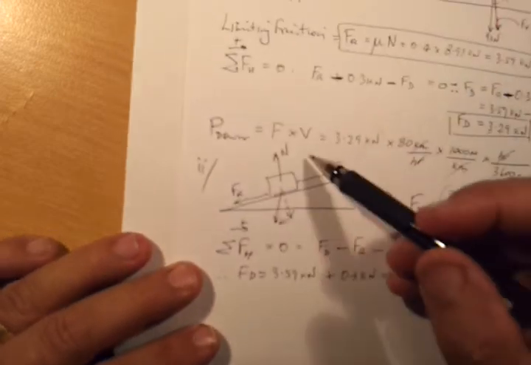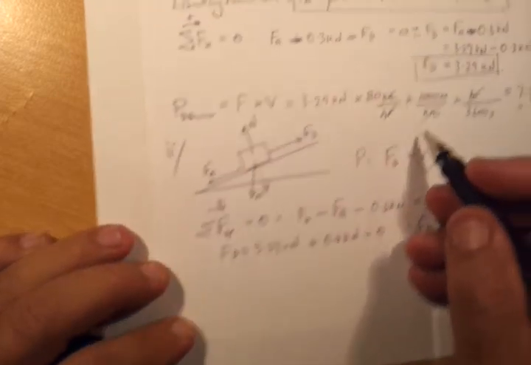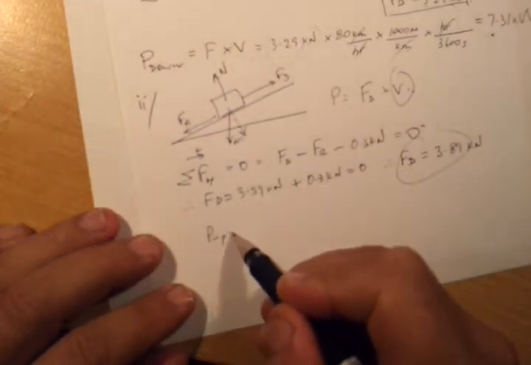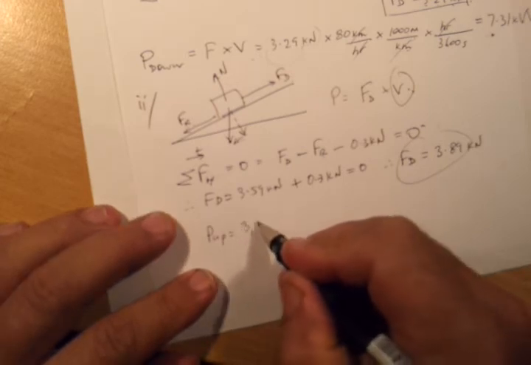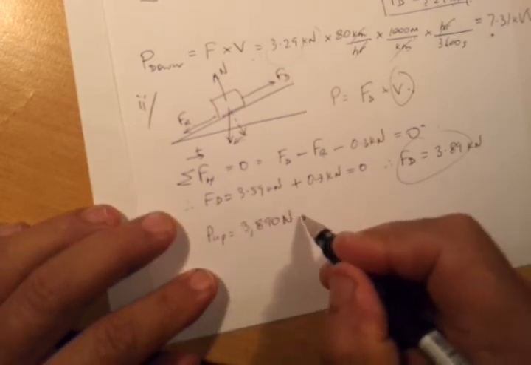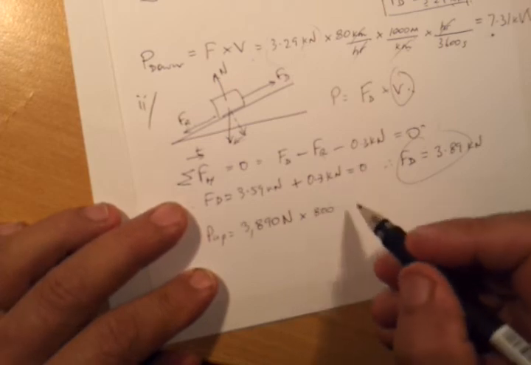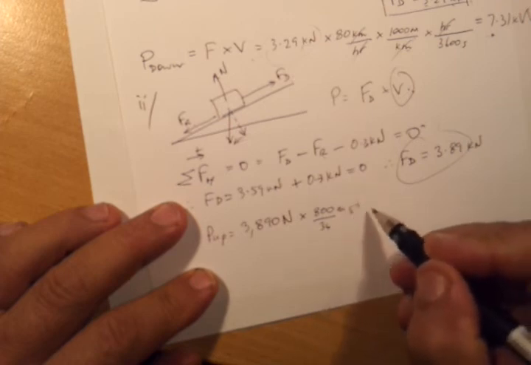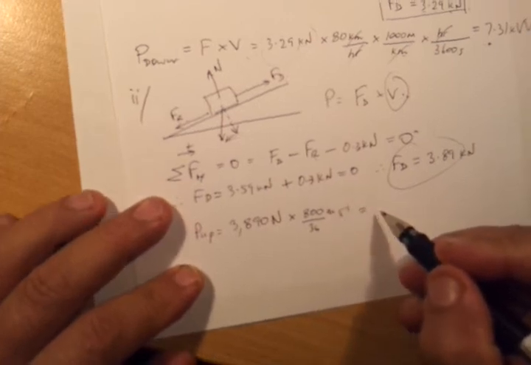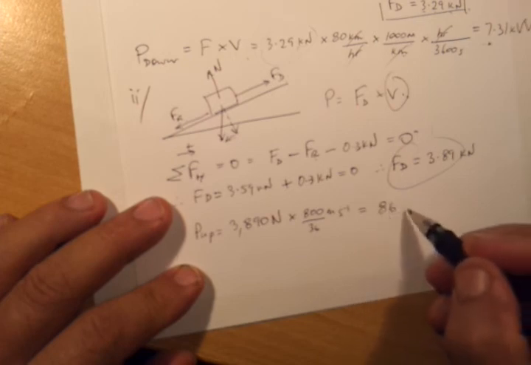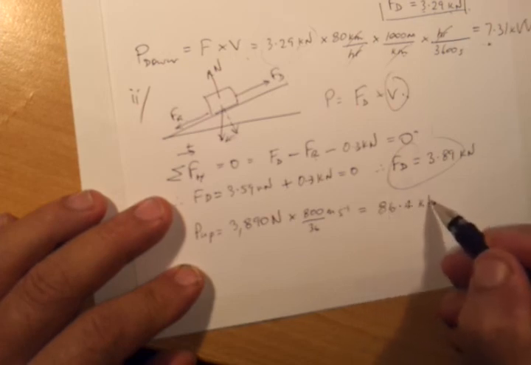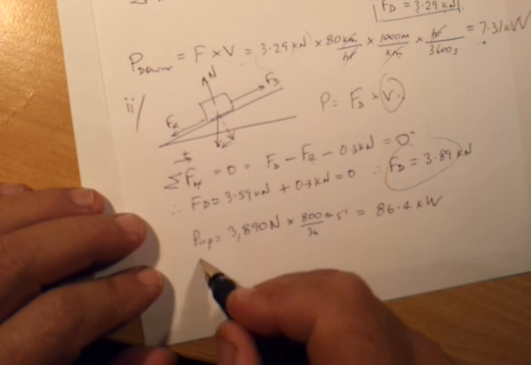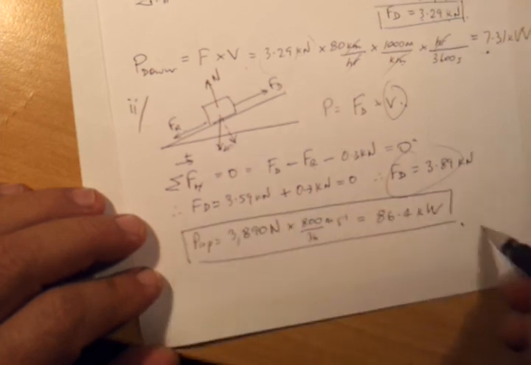To work out power we need to be able to know the velocity, so it's the same calculation that we've done just above here. So we can work all that out. The power up is going to equal to, let's do it in newtons this time, 3,890 newtons multiplied by 800 divided by 36 meters per second, and that calculates out to 86.4 kilowatts, or 86,400 watts. And there's our answer for up the hill. Okay.